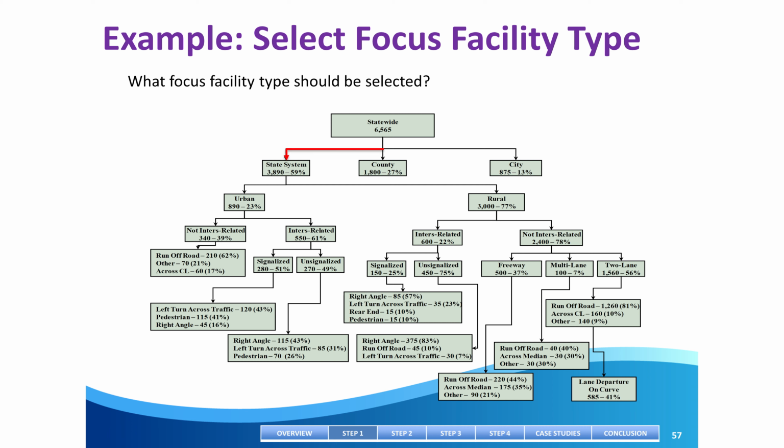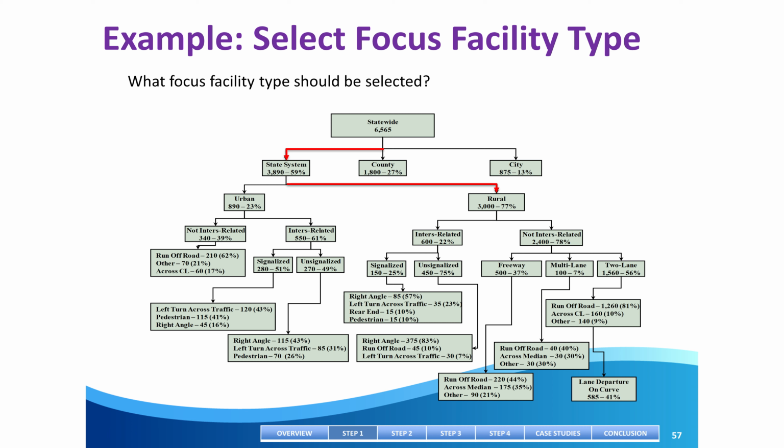So from a statewide perspective, the first thing we did is break this down by state, county, and city. So we were told that we're going to focus on the state system, but that's also representing the largest percentage of the runoff road crashes. And maybe that has to do with the number of miles as well. But anyway, that's the greatest number or the greatest percentage and where we're focused. So the next split was rural or urban. Are we focused on rural or urban areas? 77% of those state crashes are occurring on the rural systems.